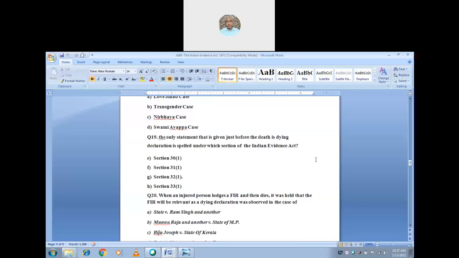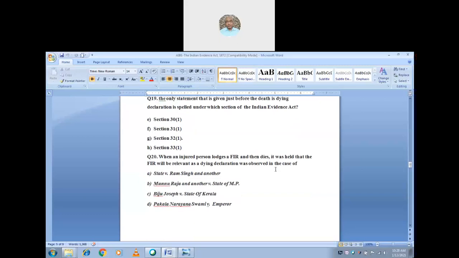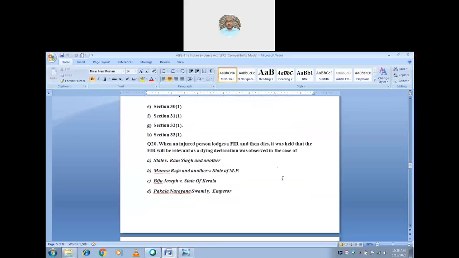Come to the 19th point. The statement that is given just before death, the dying declaration, is dealt with under which section of the Indian Evidence Act? Section 32, subsection 1 deals with the dying declaration. That is the right answer.